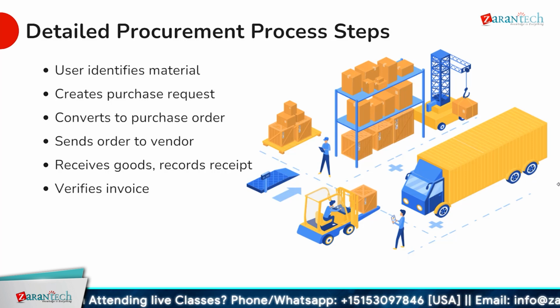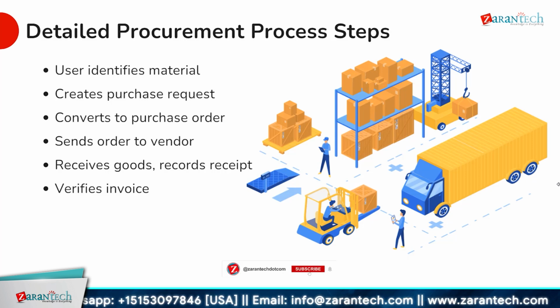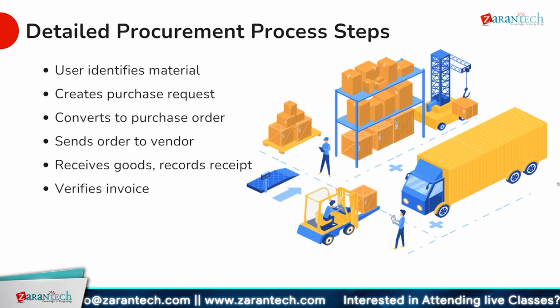When the vendor delivers the goods, the receiving department records the receipt of the goods in SAP MM, updating the inventory levels and generating a goods receipt document. The goods receipt is then matched against the purchase order to ensure accuracy. And finally, the vendor invoice is verified against the purchase order and goods receipt, and payment is processed according to agreed upon terms. SAP MM provides a comprehensive and integrated platform for managing these procurement process steps effectively.